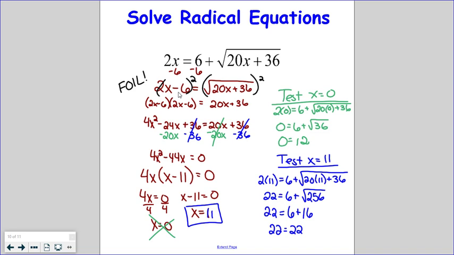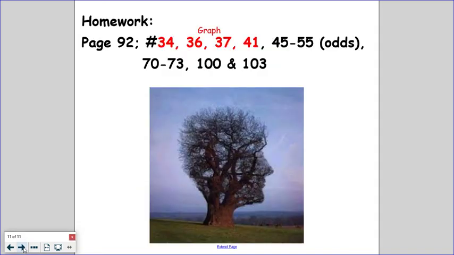Your assignment tonight is out of the book, and part of it does include graphing. So I will give you graph paper. You are welcome to do your entire assignment on the graph paper if you would like, or not.